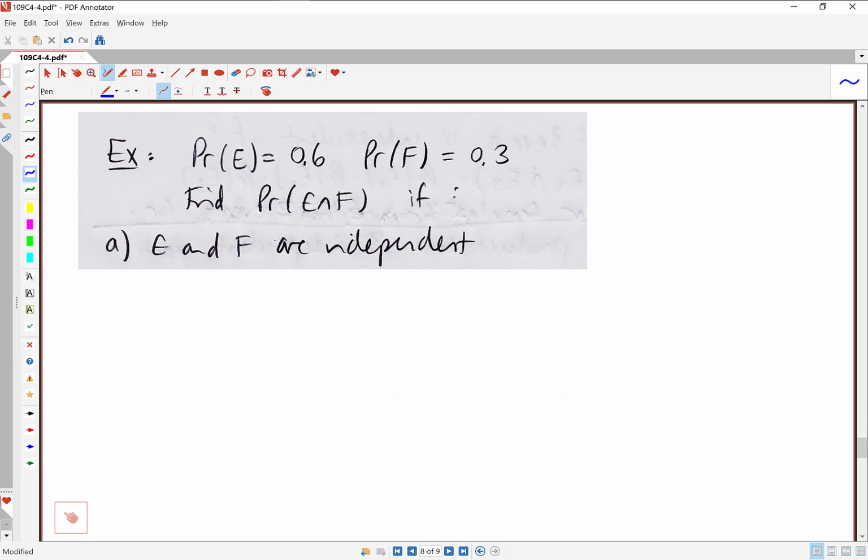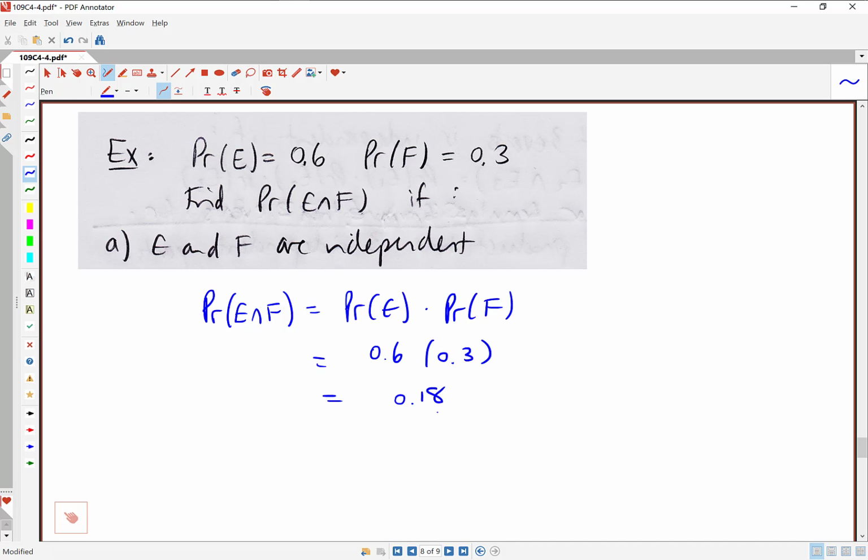So last of these short examples here, just to practice our equivalent statements. Let's say probability of E is 0.6, probability of F is 0.3, and we want to find probability of E and F if we know that E and F are independent. Well, since we're told that E and F are independent, then we can say that means exactly the same thing as saying probability of E and F is equal to just the product of the two probabilities. If you know that your events are independent, then you're allowed to use this formula. So it's just a matter of plugging in and going 0.6 times 0.3 gives us 0.18, or in other words, 18%.